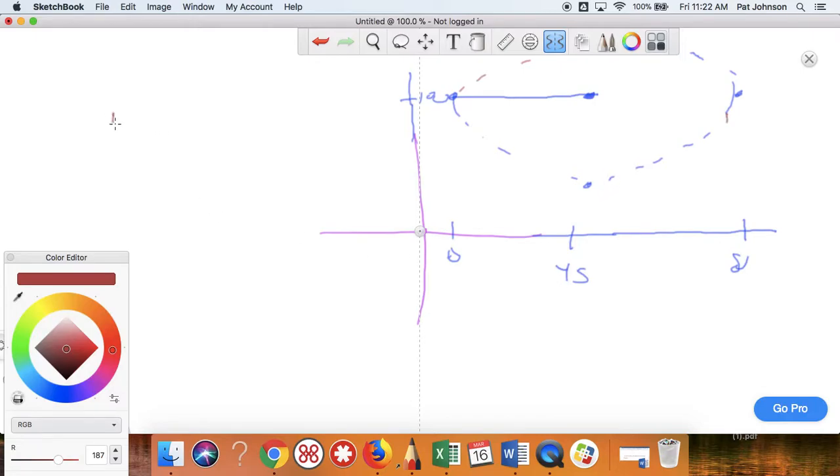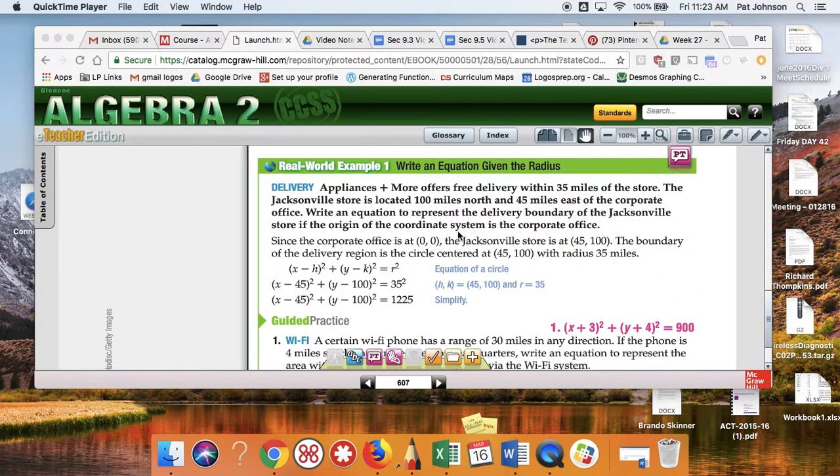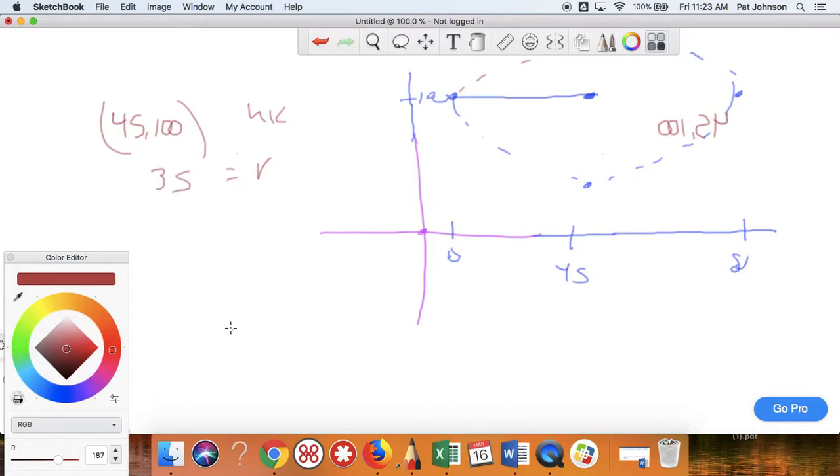So we know HK is 45, 100. Okay, so there's my HK, and I just need my R, and they said what? It delivers within 35 miles, so R is 35. So now I can write my equation.